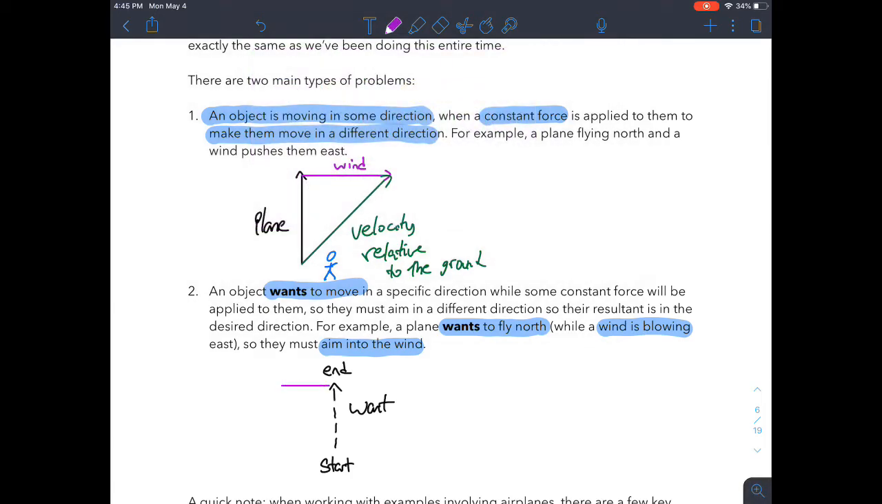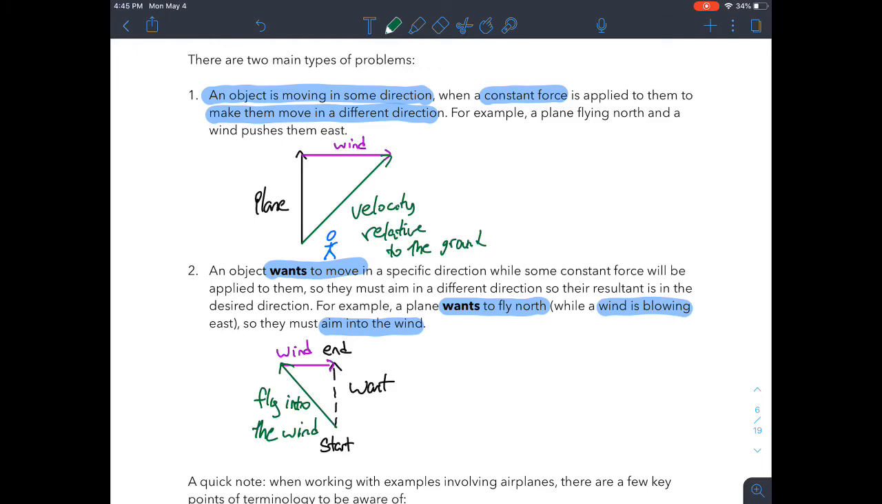So there is some type of wind blowing east. There's that purple line. In order to fly, we have to aim into the wind so that the wind pushes us to move straight north. So we need to actually fly into the wind so that the wind pushes us straight and we move north. Now, I'm not gonna lie, this topic is pretty complicated.